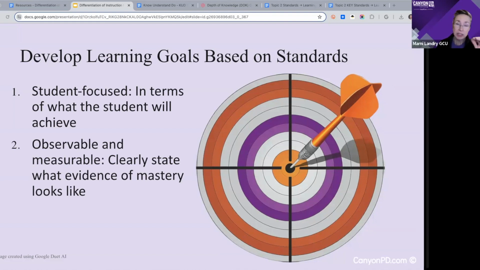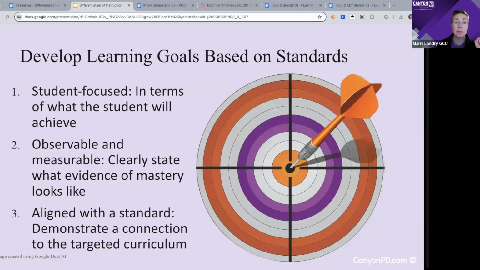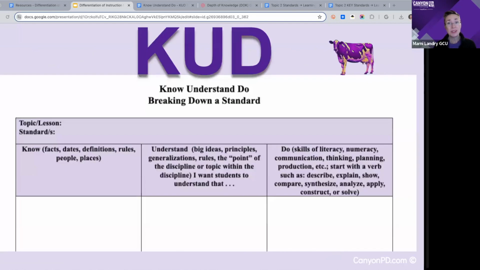It clearly states what mastery will look like. These are not ambiguous statements here. They shouldn't be. And they definitely need to be aligned with the standard. So there has to be some kind of demonstration of the target to the objective and backwards to the standard, which brings us back to KUD.